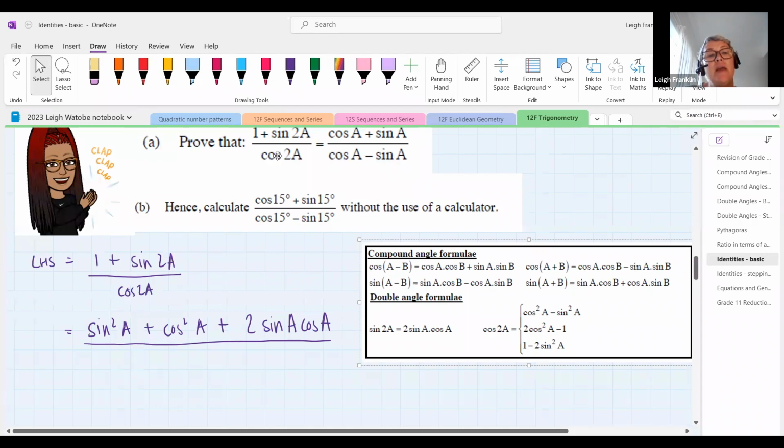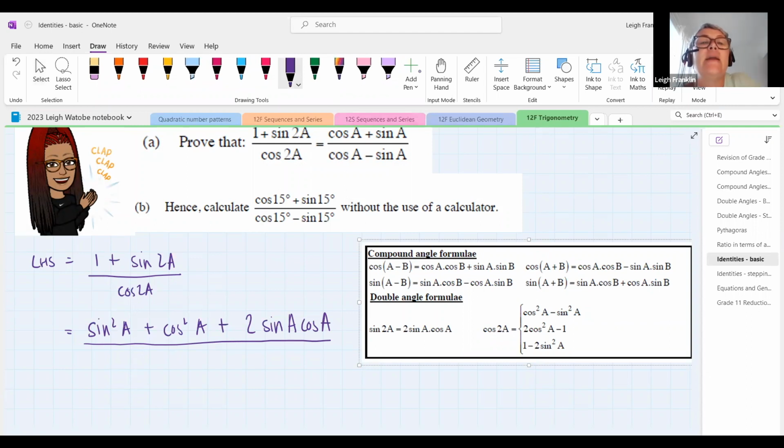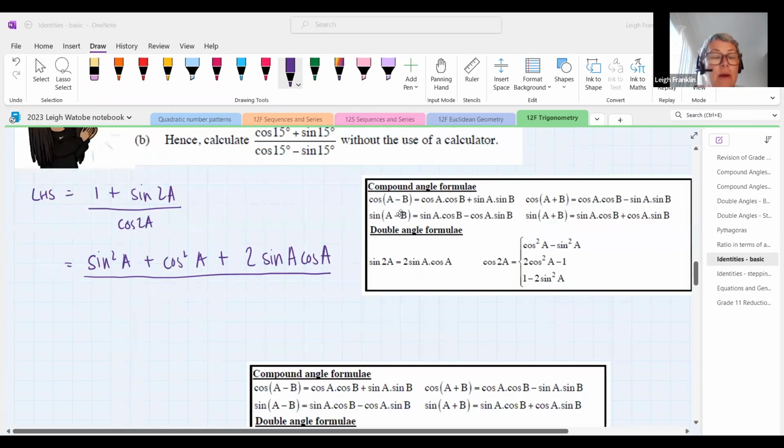But if I'm looking carefully at my identity, I can see that on the right-hand side, I've got cos a plus sine a at the top, and I've got cos a minus sine a at the bottom. Which one of the 3 do you think would be the best? If I use that as a guideline or as a clue, there we go, the first one. Quite right, the first one, absolutely. So we're going to write cos 2a as cos squared a minus sine squared a.